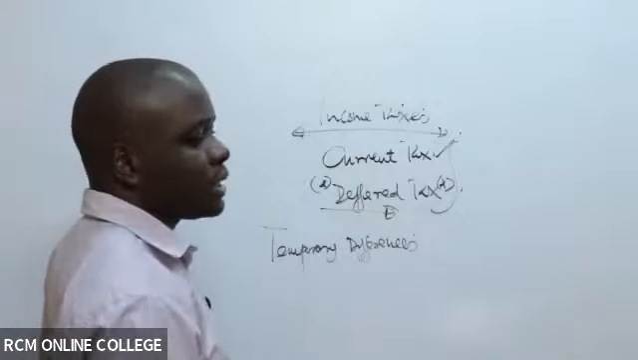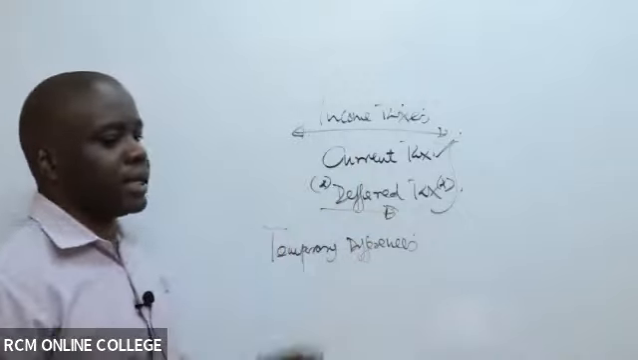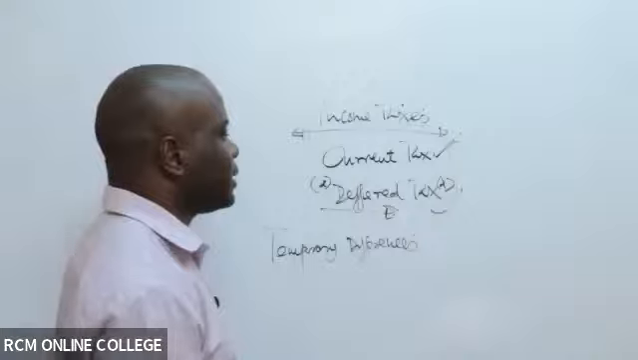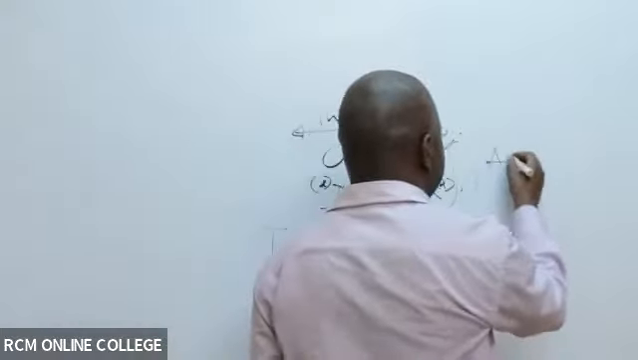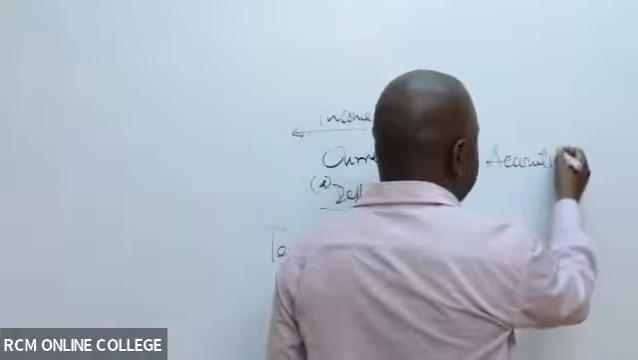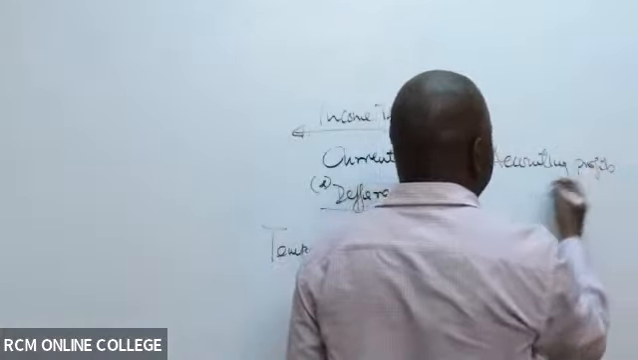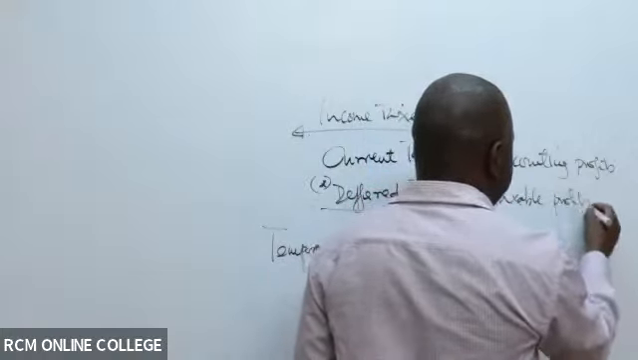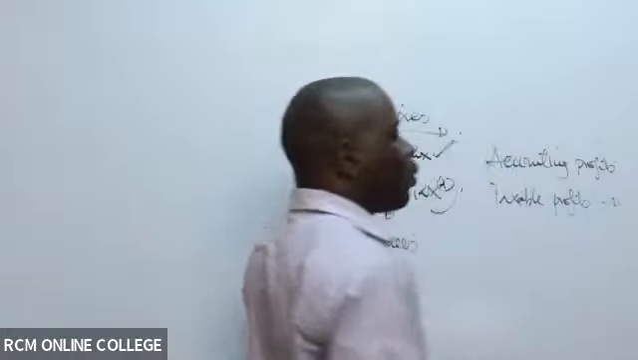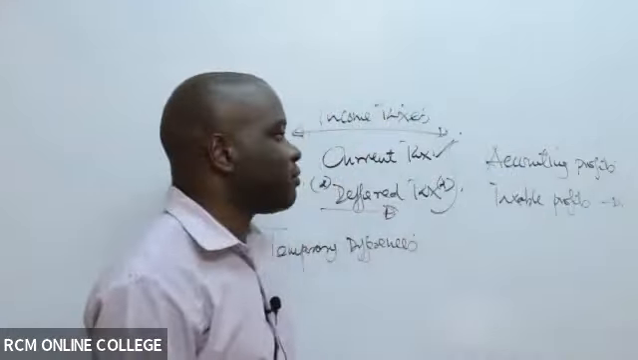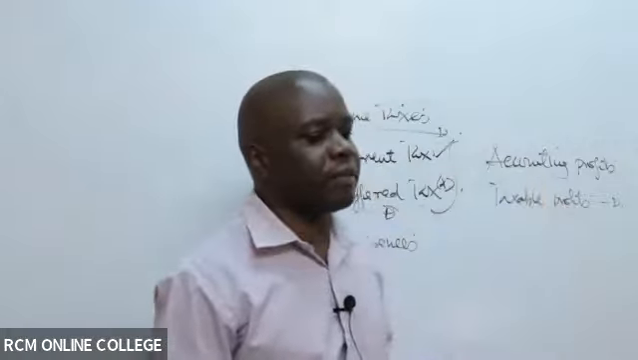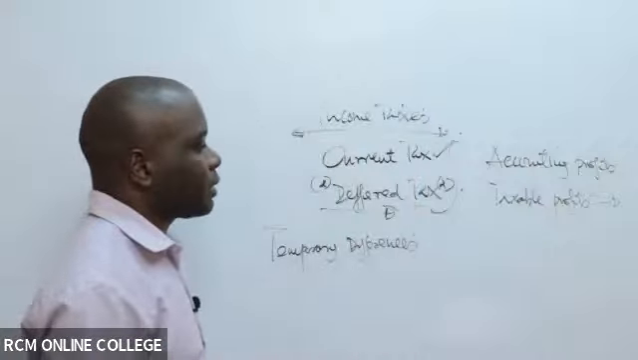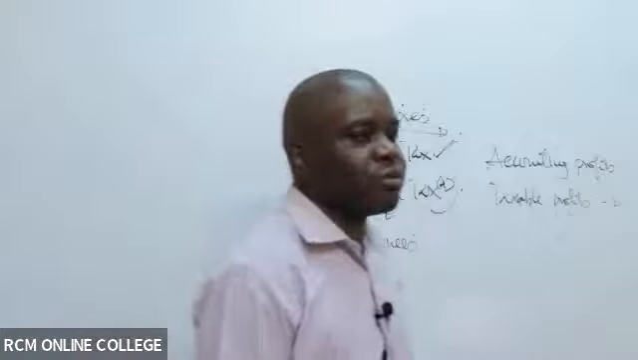The reason we said this particular standard has to be considered in the presentation of financial statements is that there's a difference between accounting profits and taxable profits. The profit the taxman considers when computing the taxes is different from the profit the accountant arrives at when preparing the financial statements. That's why we have to harmonize the two.